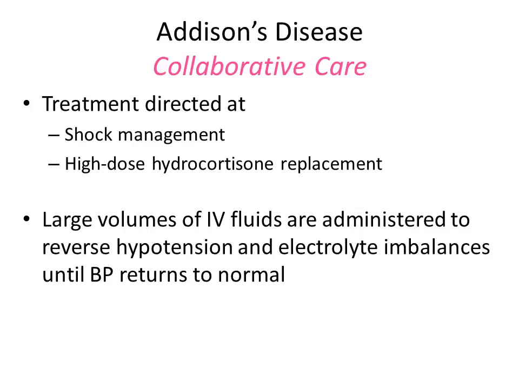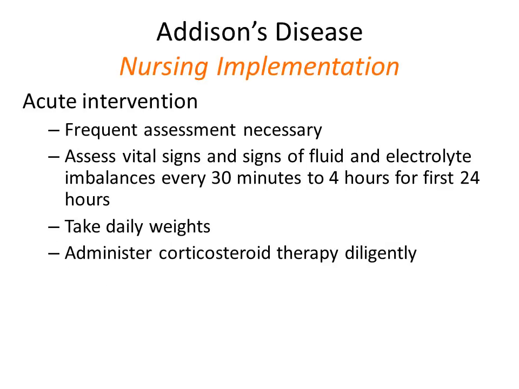Oh, there it is. I didn't see that. So that's what we just talked about. What are we going to do? Addison's disease: frequent assessments, vital signs are going to be critical. We're watching for those fluid and electrolyte imbalances. In the first 24 hours, we might be taking vital signs every hour. Daily weights and corticosteroid therapy diligently administered on time.